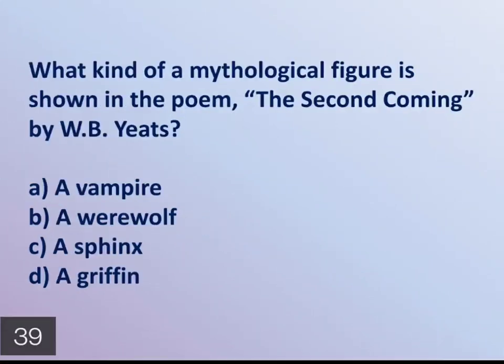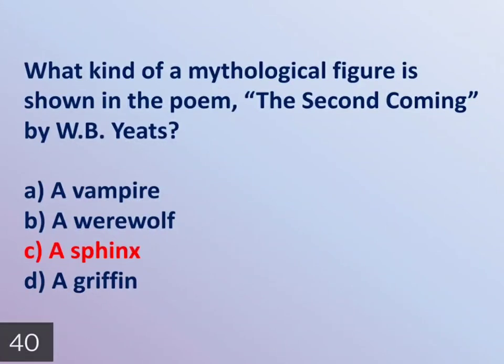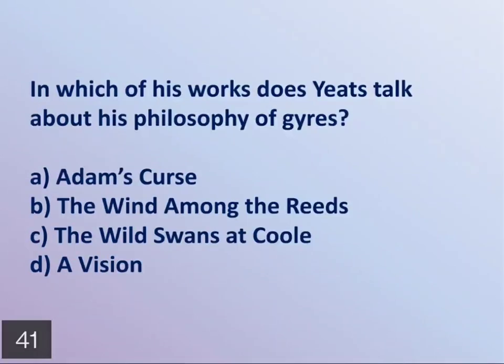B. What kind of mythological figure is shown in the poem The Second Coming by W.B. Yeats? A vampire, a werewolf, a sphinx, a griffin. It shows a sphinx, a beast with a man's head and the shape of a lion. Then, in which of his works does Yeats talk about his philosophy of gyres? Adam's Curse, The Wind Among the Reeds, The Wild Swans at Coole, A Vision.